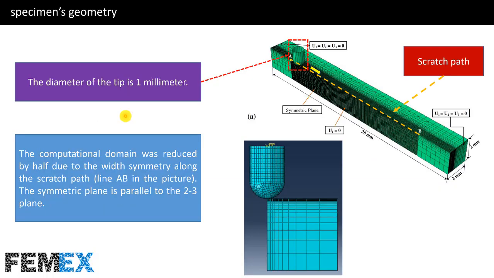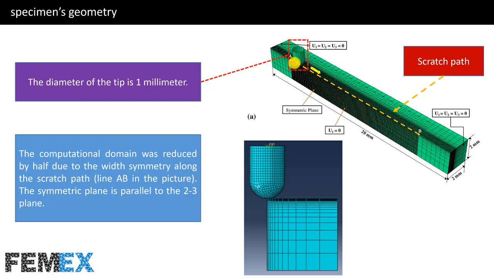Now I want to talk about the specimen's geometry. Here we have the specimen and this is the tip. The diameter of the tip is 1 millimeter and the length of the specimen is 20 millimeters. The computational domain was reduced by half due to the width symmetry along the scratch path, which is line AB.